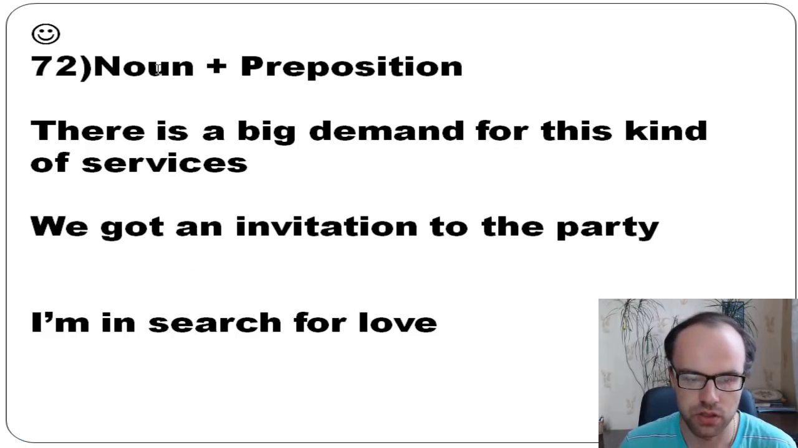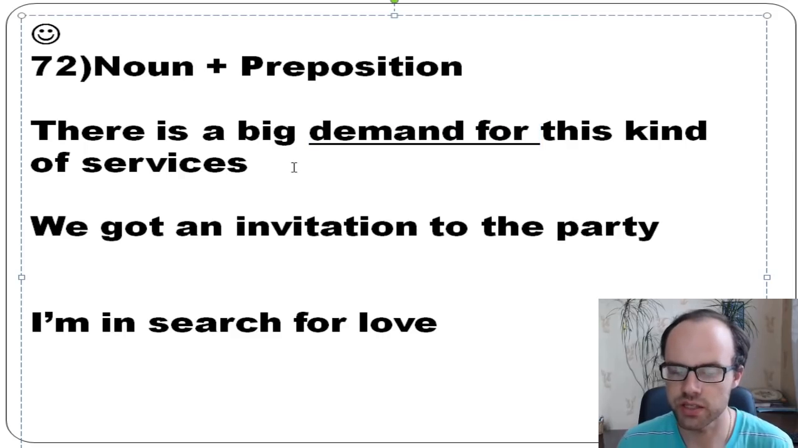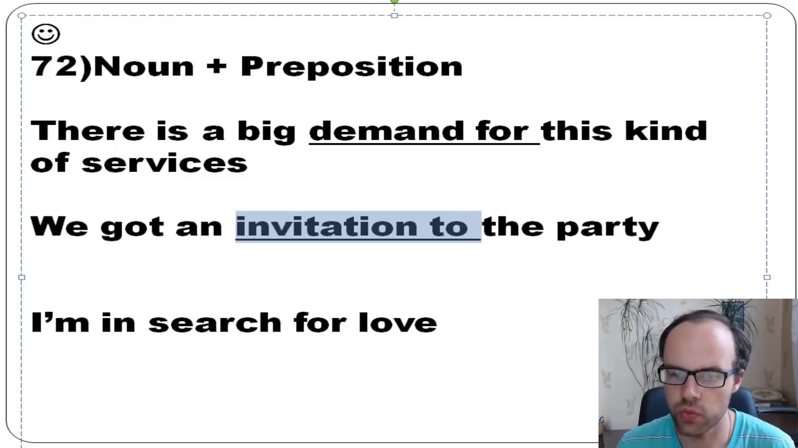Well, what is next? Noun plus preposition. Look, we say demand for. There is a big demand for this kind of services. It means that many people want to have these services. So many people want it. Next, we got an invitation to the party. You know that we say invite to. For example, he invited me to the party. And if it's a noun, we also use to. Invitation to. We got an invitation to the party.